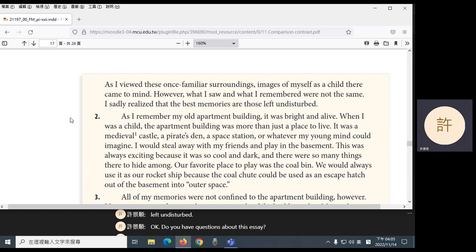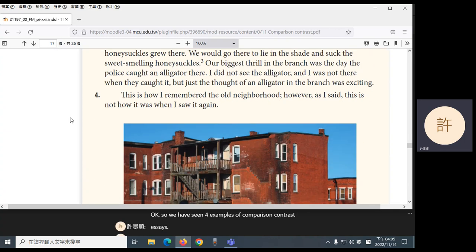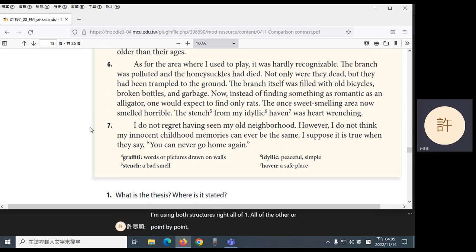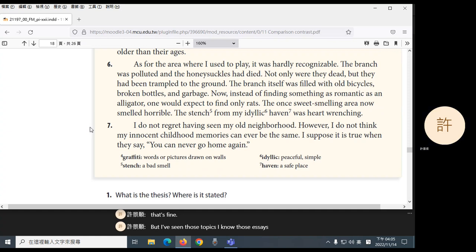Okay, so we have seen 4 examples of comparison contrast essays using both structures, right? All of one, all of the other, or point by point. When you decide what you want to write, I recommend that you write from personal experience. Write about something that you care about. Compare something that you really want to compare. I know that some of you go online to look for essay topics, and that's fine. But I've seen those topics. I know those essays. When I read them, they're kind of boring.